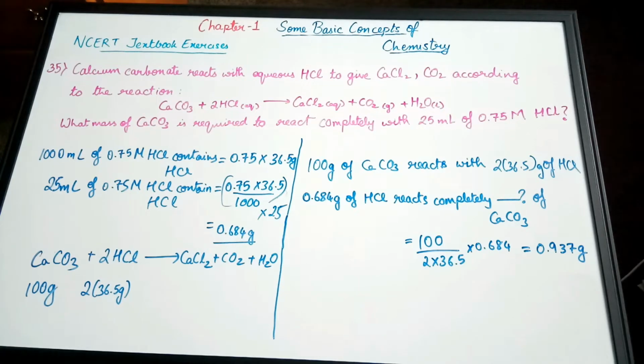So first we were given the amount of HCl, and that too not directly. We were given the molarity of that solution. If 1000 ml of 0.75 molar HCl has so much amount, then 25 ml will have the cross multiplied amount. From there we took the stoichiometric relation of calcium carbonate and HCl, cross multiplied again, and found the amount of calcium carbonate required to completely react with 25 ml of 0.75 molar HCl.